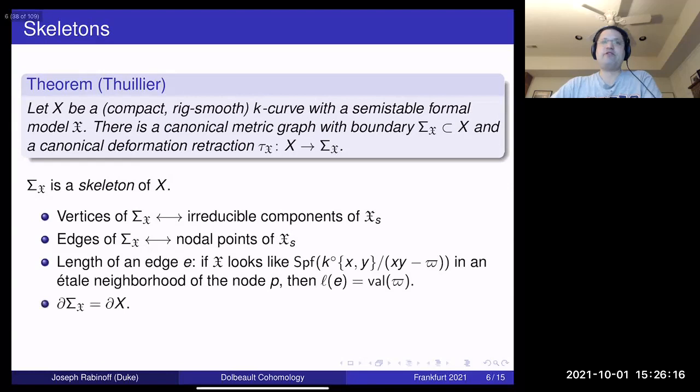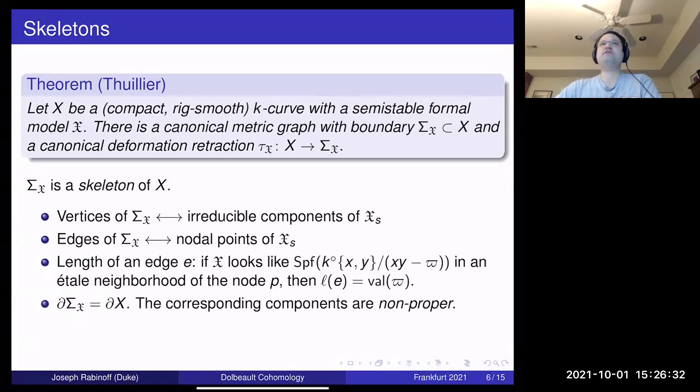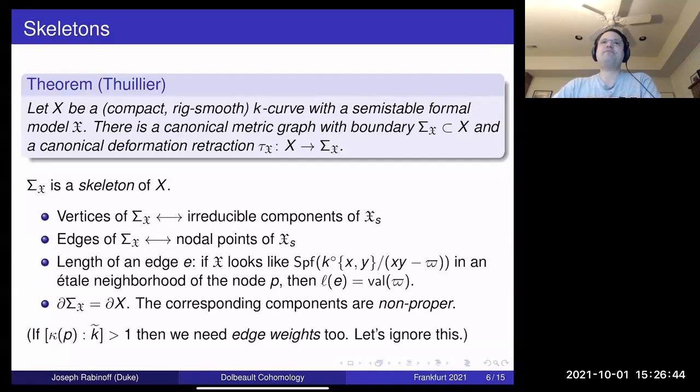And now the boundary of the skeleton is just the same as the boundary of X in the sense of Berkovich. So Berkovich defines very generally what the boundary of an analytic space is. And for curves, it's something relatively concrete. These are exactly the points of the curve whose corresponding irreducible components on the special fiber are not proper. And I should say that if the nodes are not rational over k tilde, over the residue field, then you also need edge weights. That's kind of an annoying piece of bookkeeping that doesn't affect the theory in any meaningful way. So I'm just going to ignore them for the purposes of this talk.